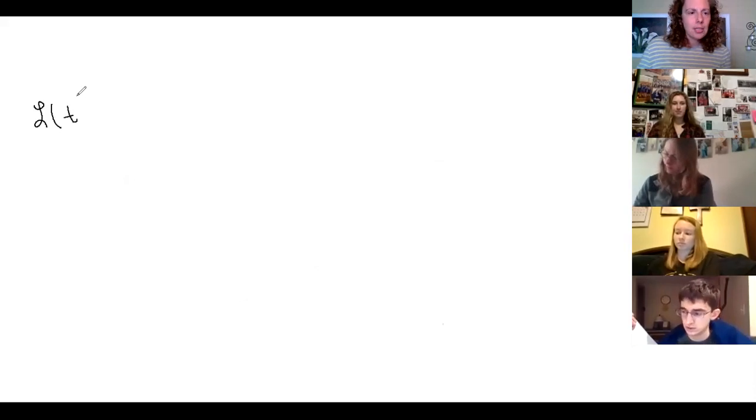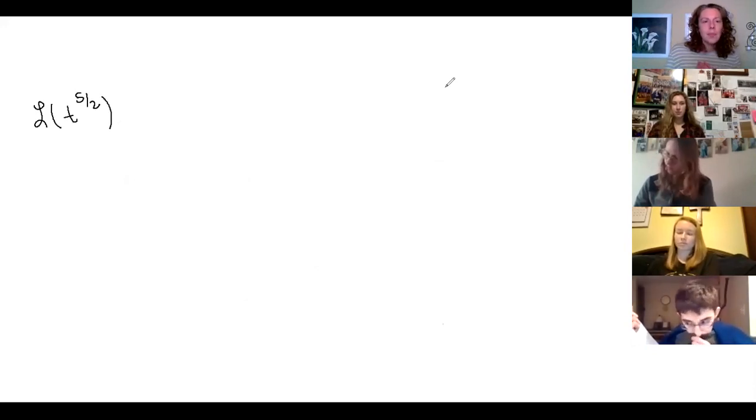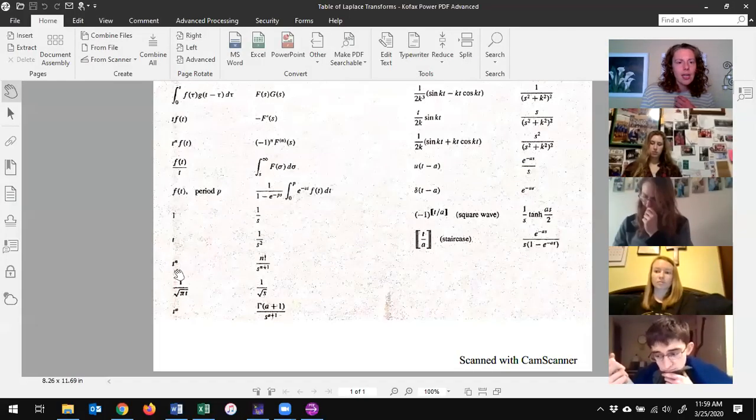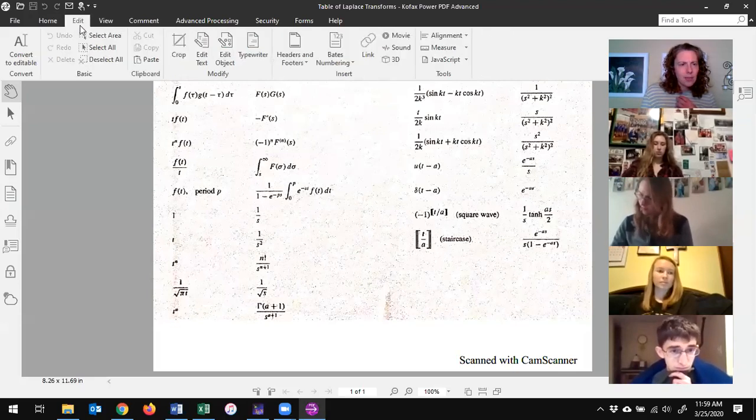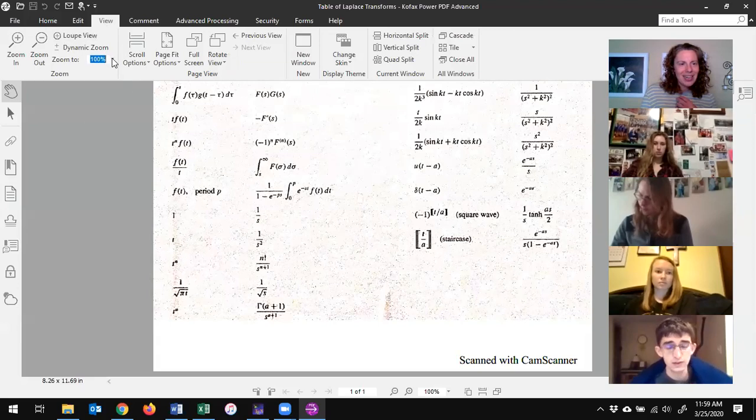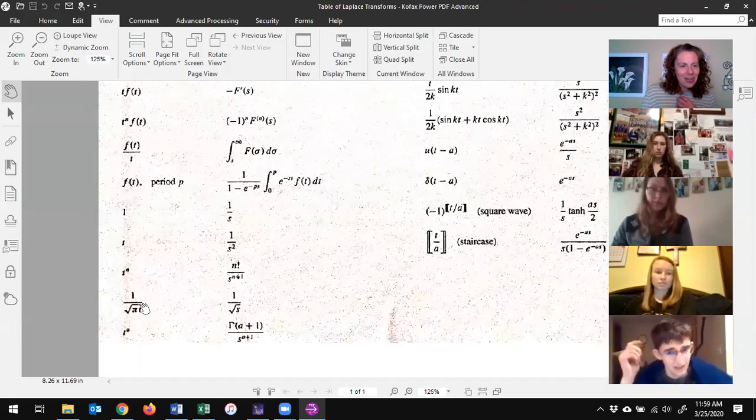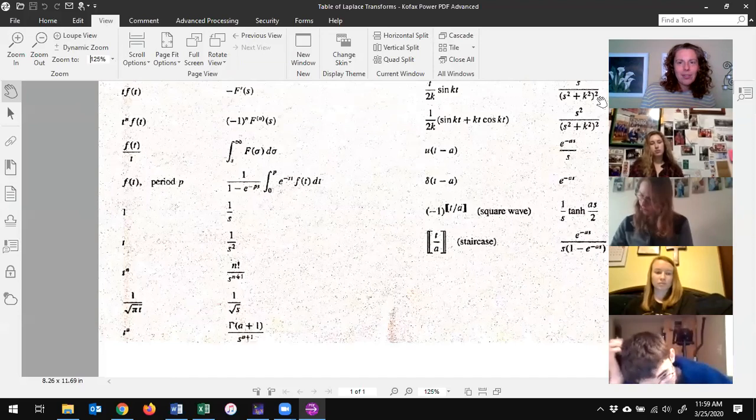Let's do the Laplace transform of t to the 5 halves. I'm going to do the Laplace transform of t to the 5 halves, sorry. If I want to go back and look at my chart, a is equal to 5 halves in this case. Yes, I'm looking at t to the a. That's really small. I don't even think that you can see that. Let's make this a little bit bigger. So if you have your chart, there we go. T to the a, so a is equal to 5 halves in this case.